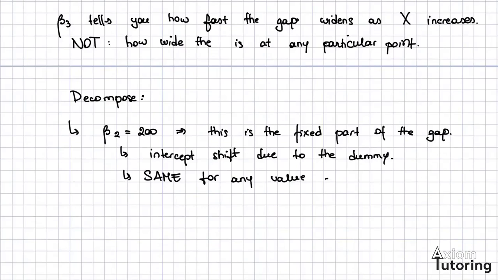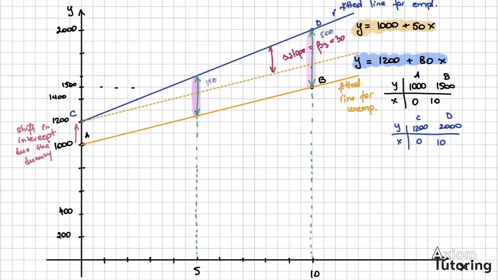value of x. Okay, so if we go back to this graph that we have, this distance is right here. So this distance, or this distance right here, these are all the same. Okay, and this difference is everywhere 200 because the shift in the intercept that happened in here was exactly 200, going from 1000 to 1200.